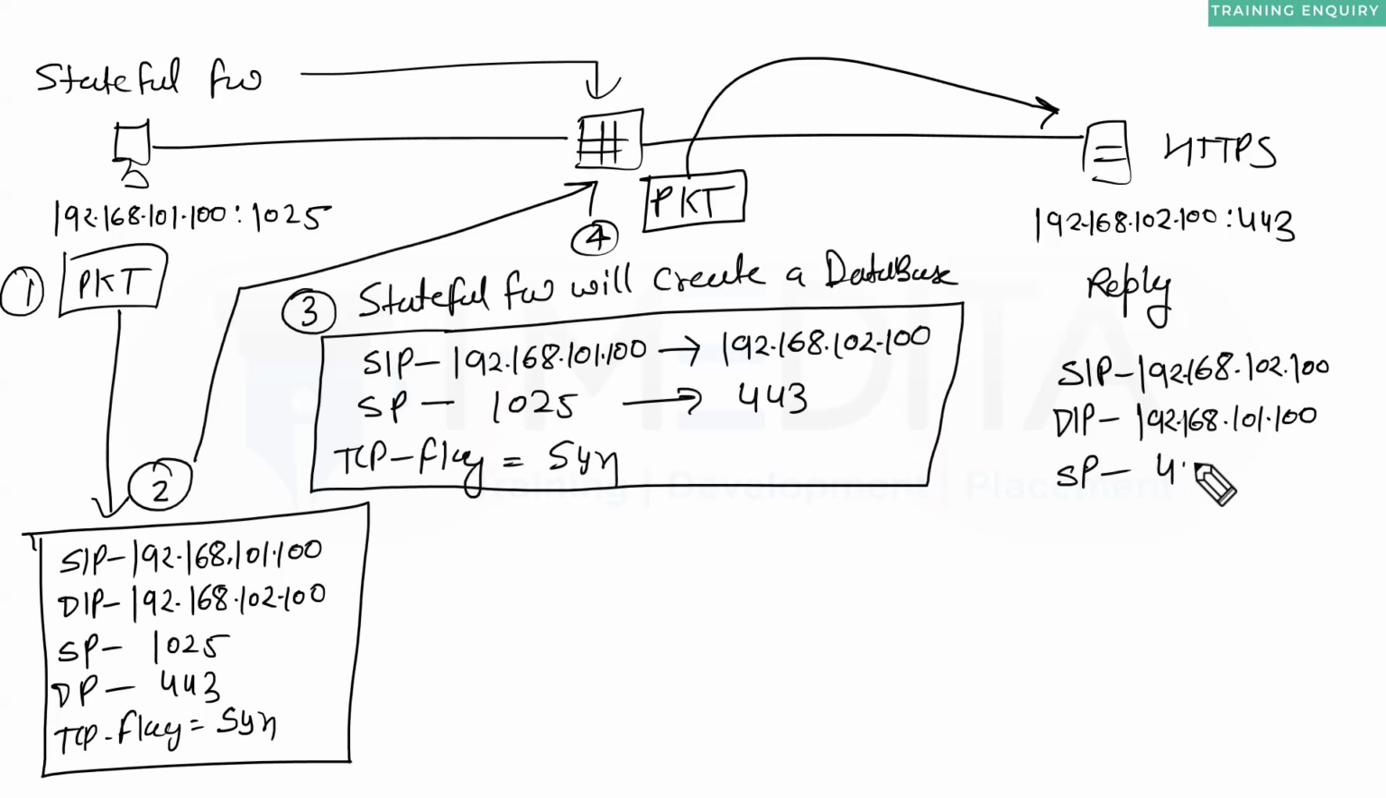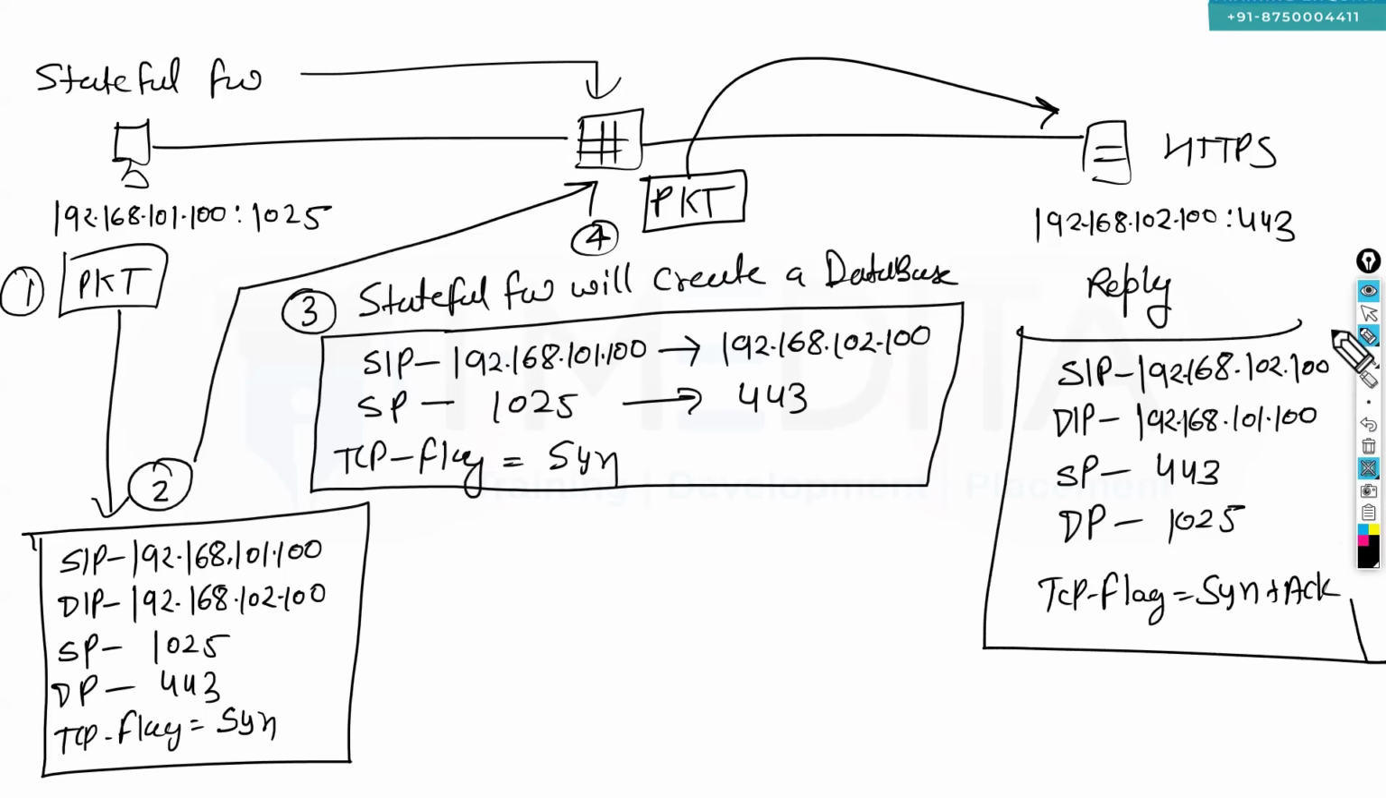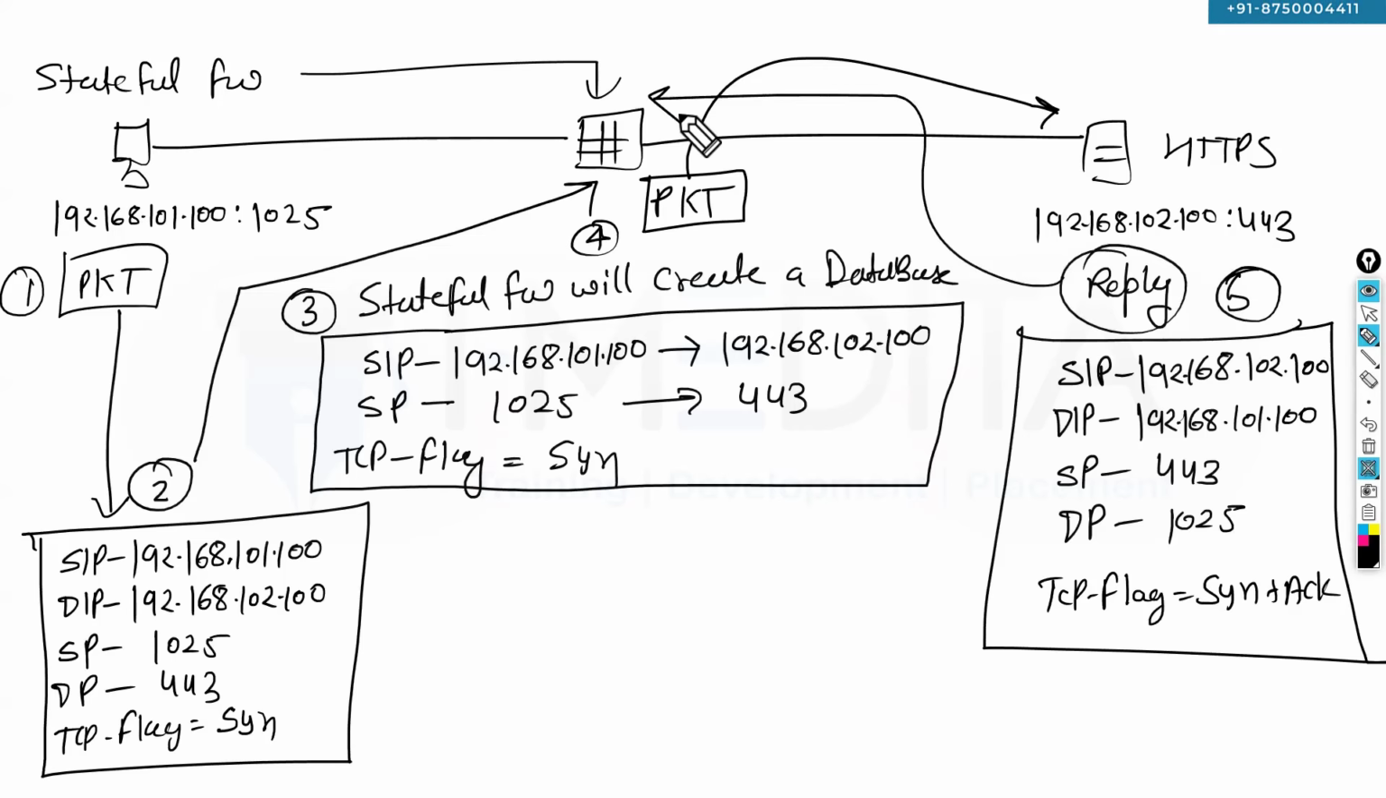Source port will be 443. Destination port will be 1025. And in the response of SYN, the TCP flag will be SYN plus acknowledgement. This kind of reply will be sent from the server to the firewall.